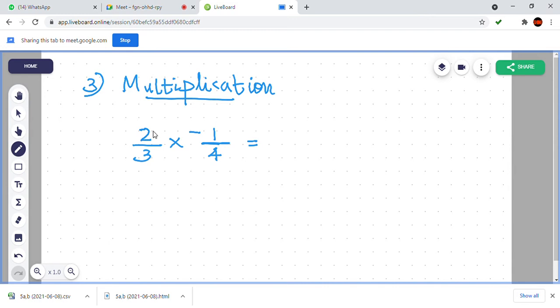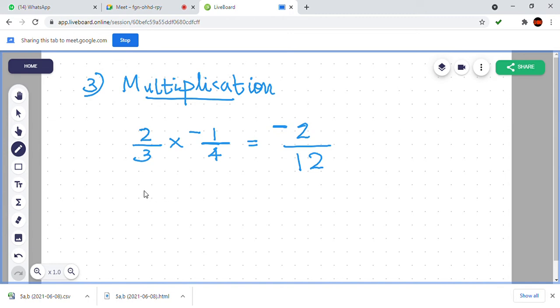Okay, here 2 by 3, no, don't write, only listen. 2 by 3 and negative 1 by 4 by multiplying. Then no need of taking LCM in case of multiplication. We can multiply numerators and denominators separately. So 2 into negative 1, by multiplying, is negative 2, and denominators multiply 3 into 4, 12. So the answer is negative 2 by 12.